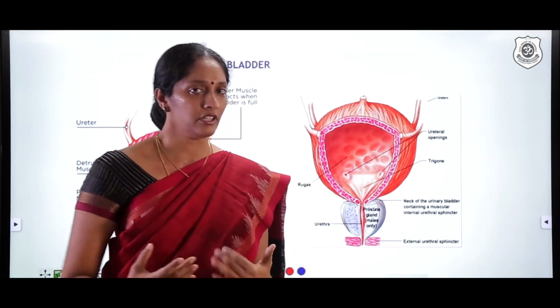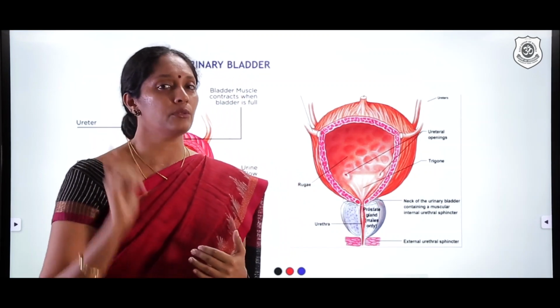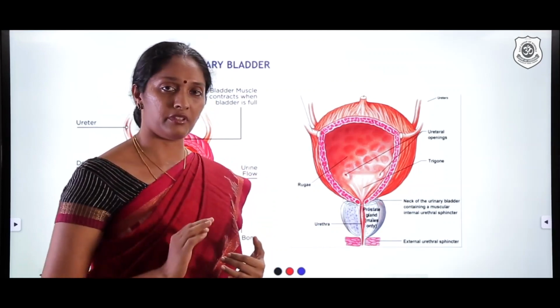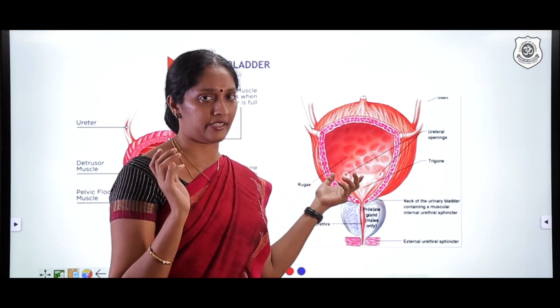And when you have urge for urination, please do not suppress it. It's very important. Do attend nature's call. Please urinate, it is very important. You need to urinate it out. Why? Because it will otherwise affect your kidneys.